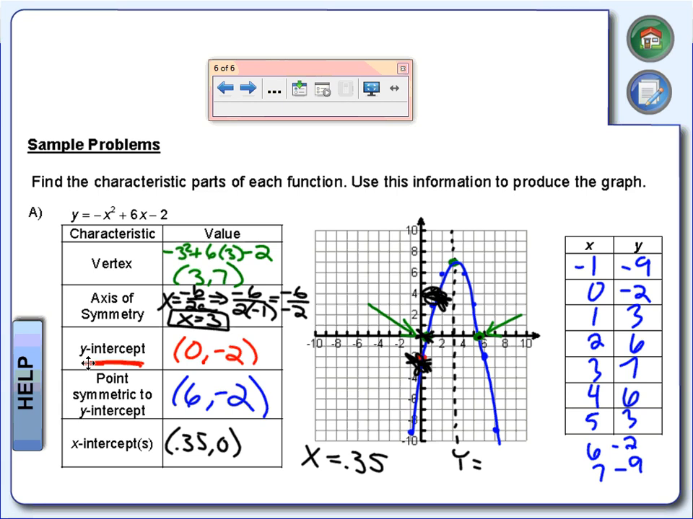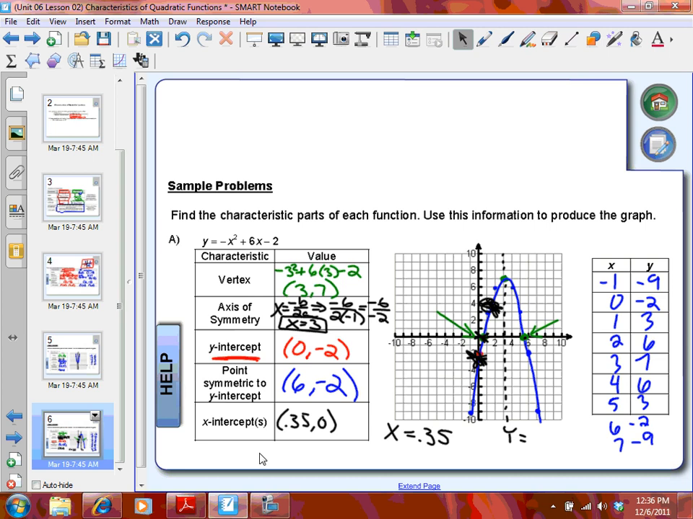But we're going to go ahead and stop there because we're out of time. We'll look at some more of that tomorrow.